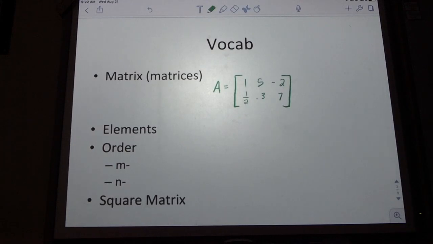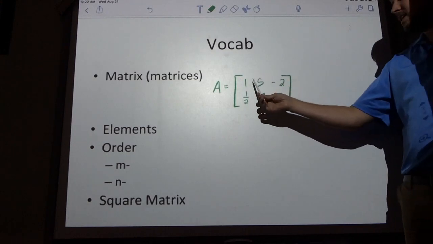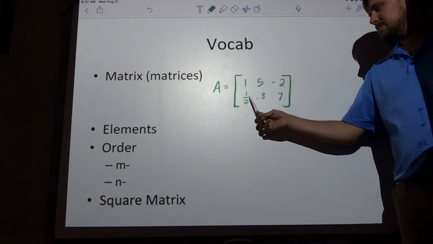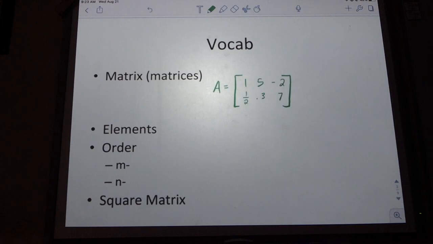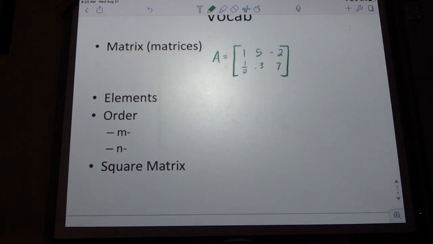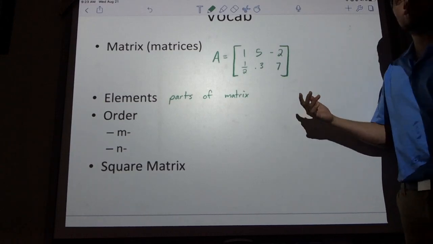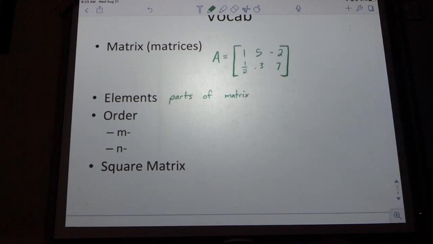Each of those numbers is called an element. This is an element. This is an element. So elements are the parts of the matrix, or the individual numbers of the matrix. So if I ask you to find the element in the top left corner, if you don't know what element means, that's a little harder to do. Okay? The order of the matrix.